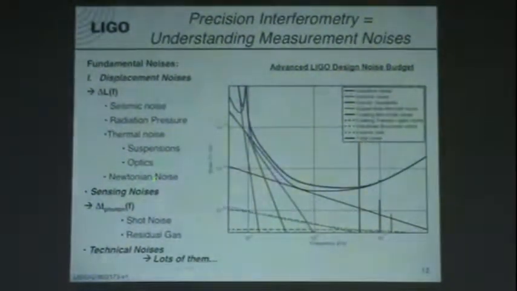There's thermal noise, and this is basically the fact that the mirrors are at finite temperatures. Suspensions and optics both have that. In fact, the big one is coatings.